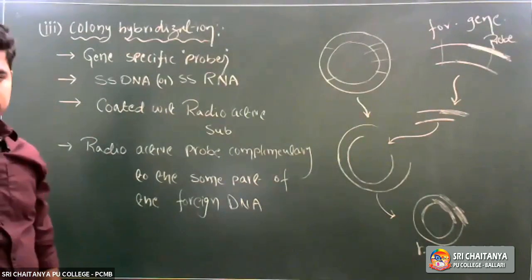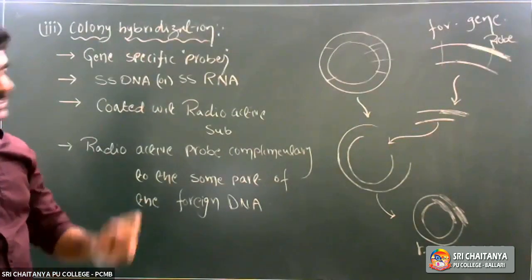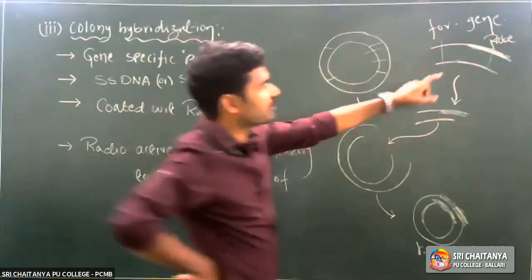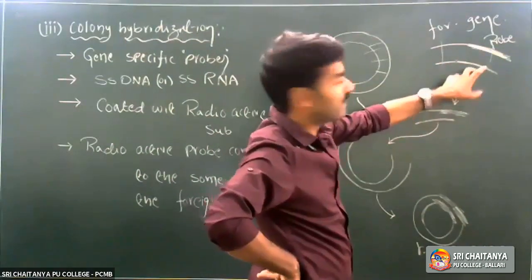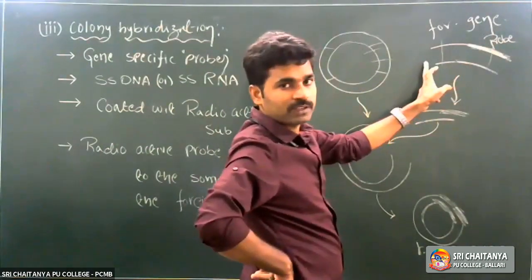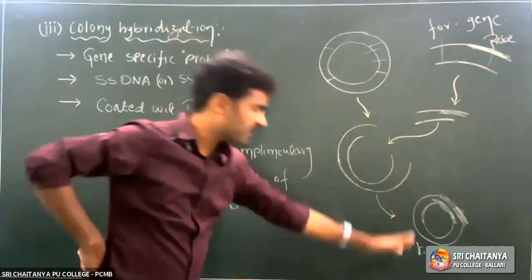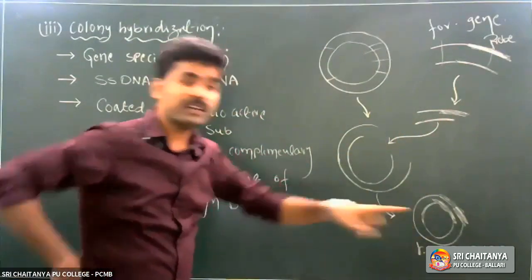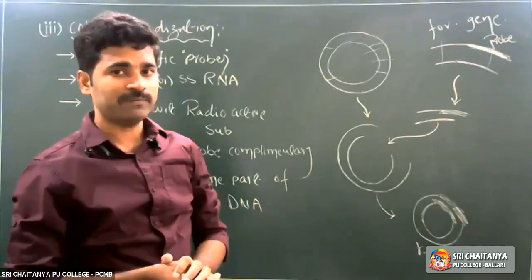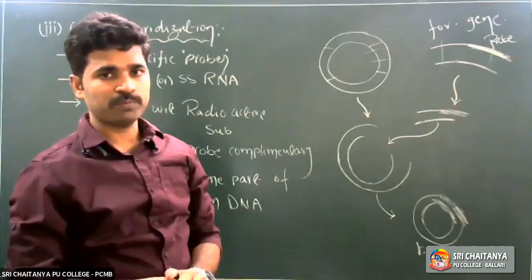Colony hybridization. We tagged a radioactive probe to the foreign genetic material. So we inserted that foreign genetic material into the vector. It resulted in the formation of rDNA. That rDNA exhibits radioactivity. Why? Because we inserted the radioactive probe.